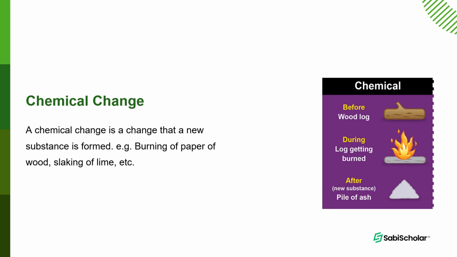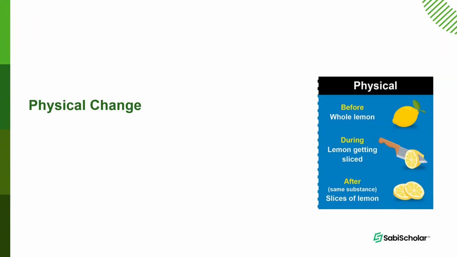Alright? Now let's look at this diagram. In the part of chemical change, you can see before, during, and after. Before we had a wood log, or you say log of wood. Then, after burning took place, it turned to a pile of ash. Can you see that a new substance is formed? Alright, let's move to physical change.